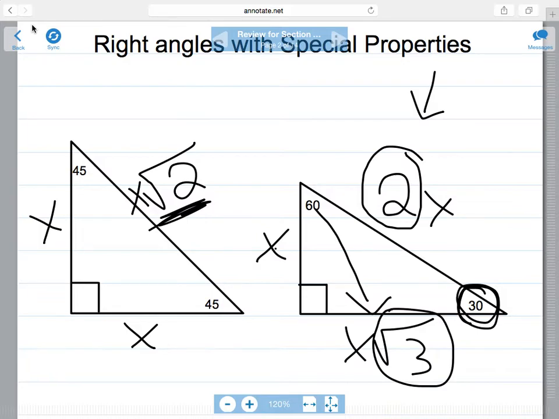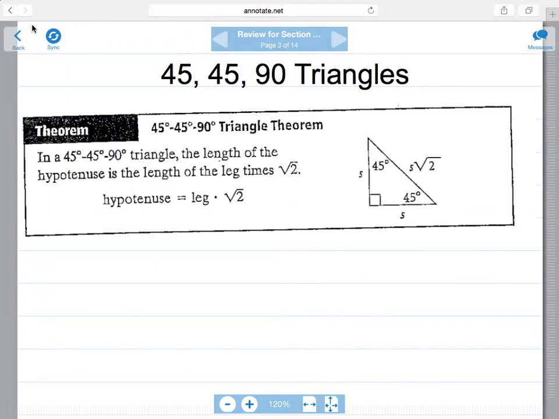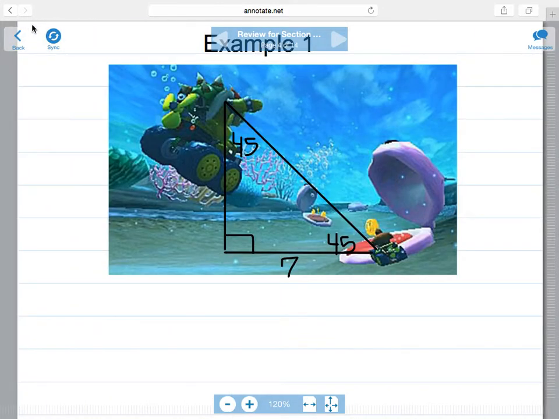Alright, let's try an example. Again, here's your 45, 45, 90 degree triangle. This is the theorem. The key thing to remember here is s square roots of 2 for the hypotenuse. So example 1, a 45, 45, 90 triangle. I know I can use my trick. One leg they already give me is 7, so the other leg must be 7. So the hypotenuse would be 7 square roots of 2. Notice how I did that in about 10 seconds. Using the Pythagorean theorem would take a little bit longer.